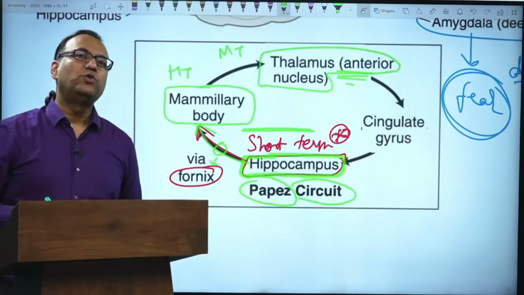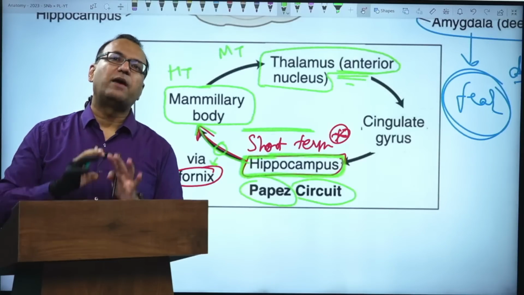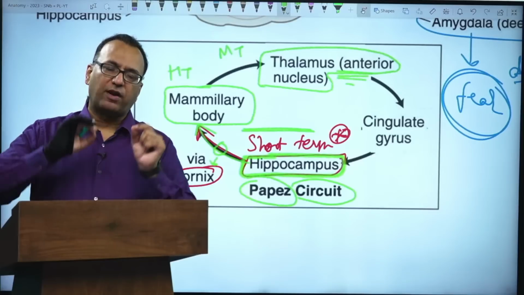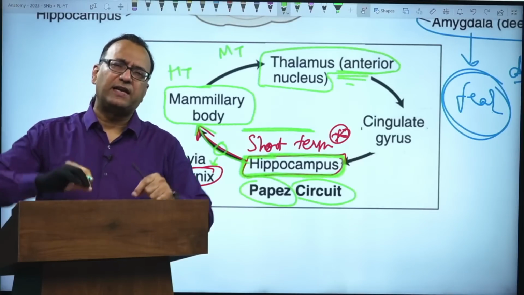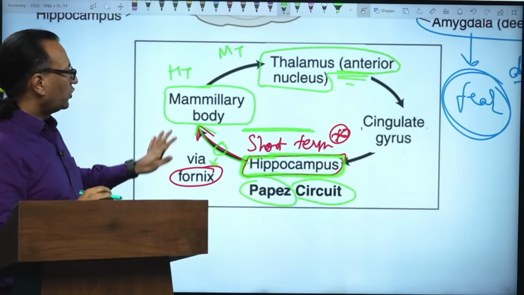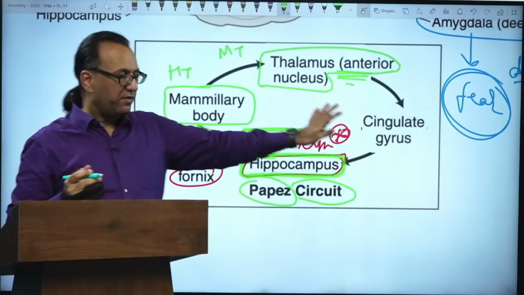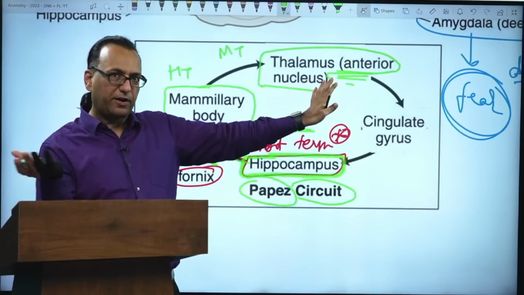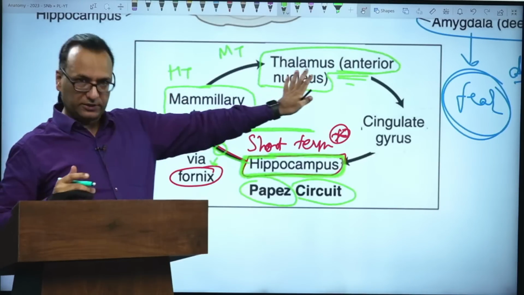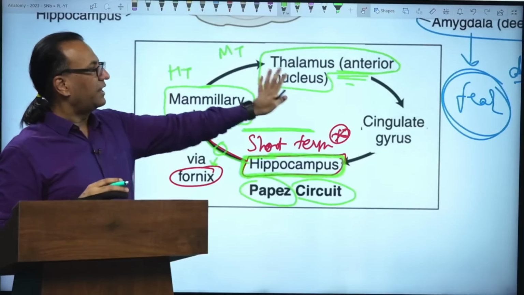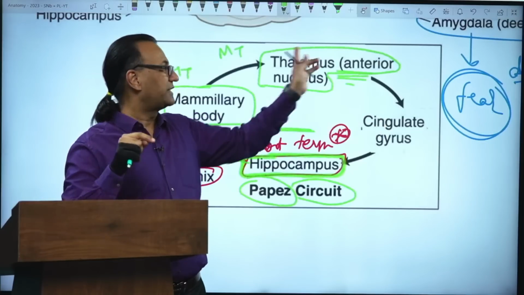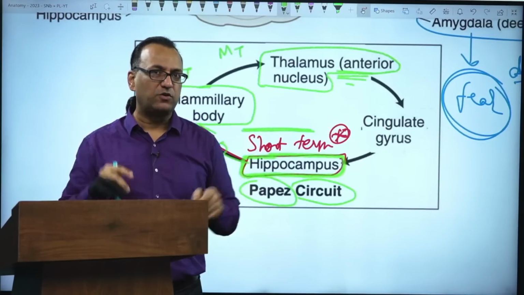Among you, there are some students who have practiced previous year questions, they will know that these questions have come rampantly, frequently, every other exam they are asking. So mammillothalamic tract is what? Coming from mammillary body to the thalamus, mammillothalamic tract. So mammillothalamic tract is connecting hypothalamus with thalamus, and then there's thalamus, which is anterior nucleus of thalamus, because thalamus has many nuclei, one of them is anterior nucleus.